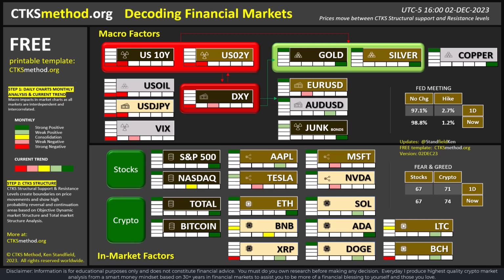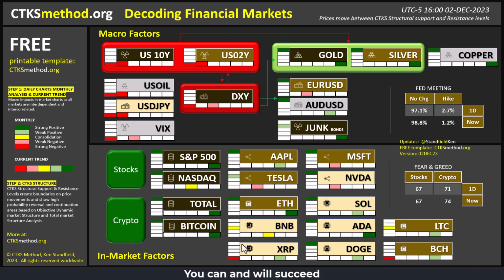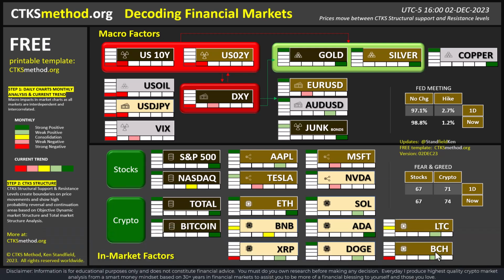You would have seen exceptional strength in Ethereum, ADA. BNB is still consolidating. I think this is going to be one to watch. I was talking recently about Bitcoin Cash being very suppressed on the monthly basis, just like XRP. Bitcoin Cash is starting to turn around.